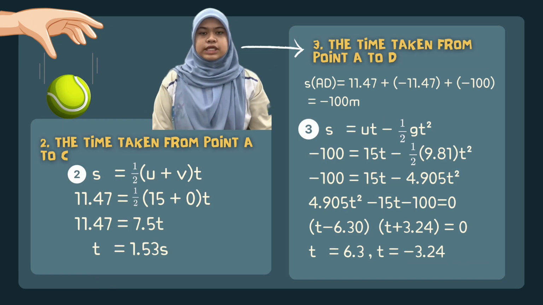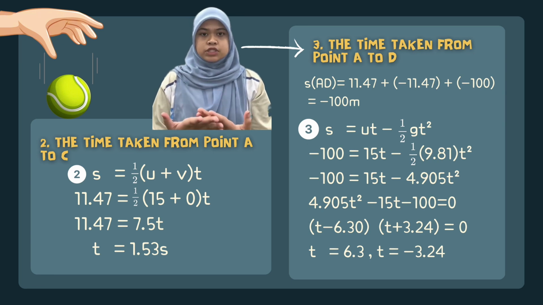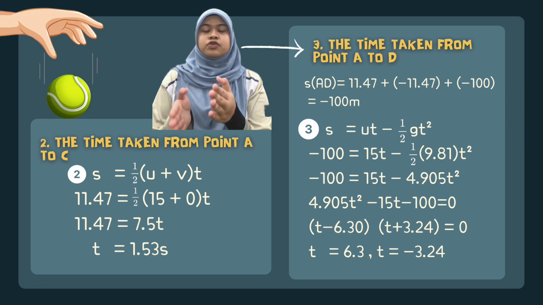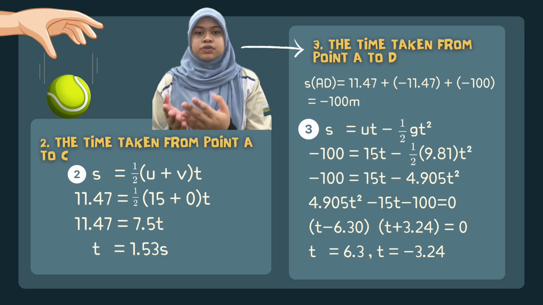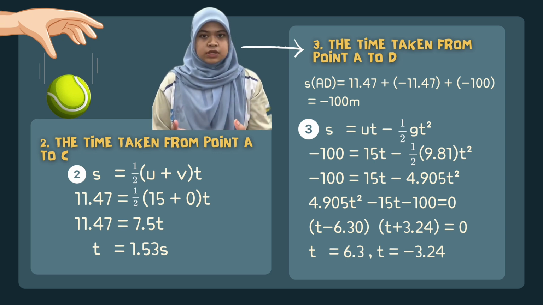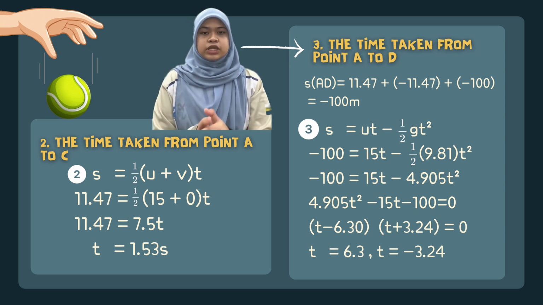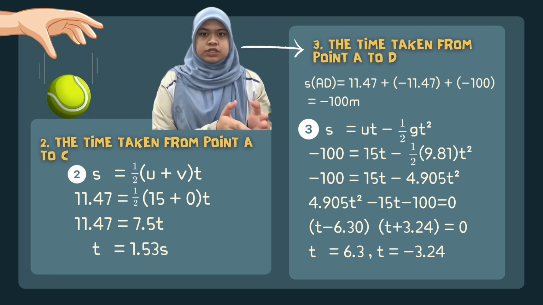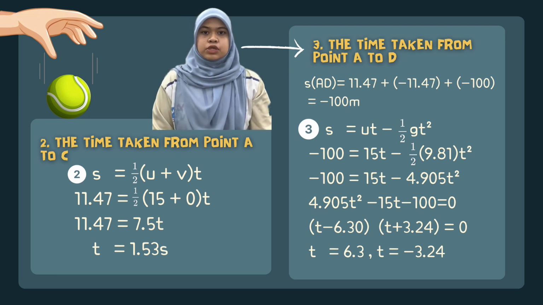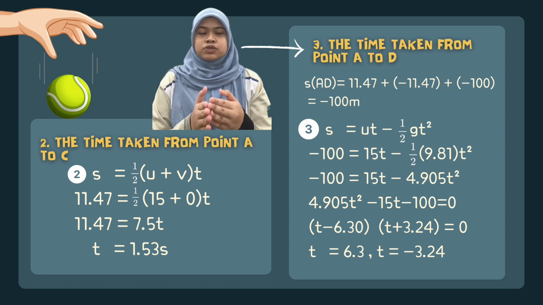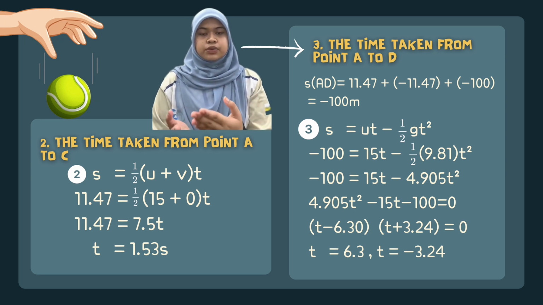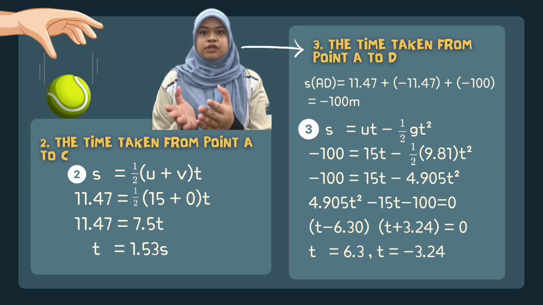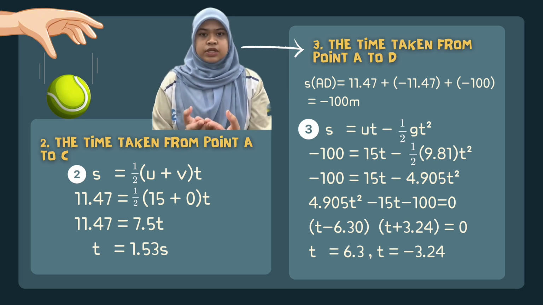Next, for question 3, calculate time taken from point A to D. First, what we're going to do is total up the distance from point A to D. From point A to B is 11.47 and point B to C is negative 11.47, while point C to point D is negative 100. Point B to D is negative because it is a downfall. Next, we're going to use third formula. S equal to negative 100, U equal to 15, and lastly, gravity is equal to 9.81. So we have a quadratic equation, and from the quadratic equation, we only take the positive value since time is always positive. So the answer is 6.3 seconds.